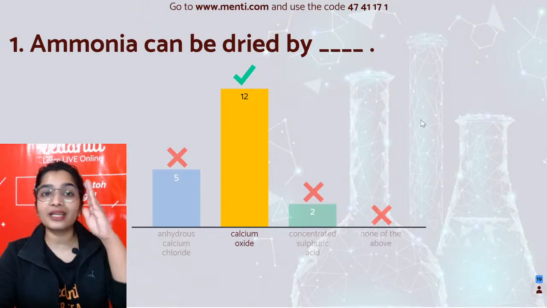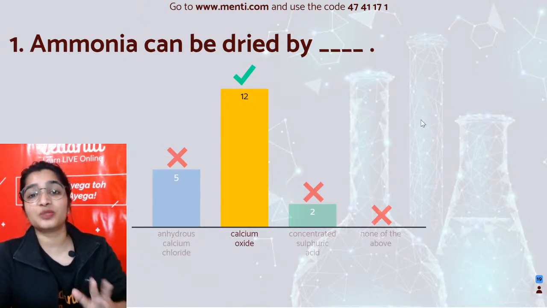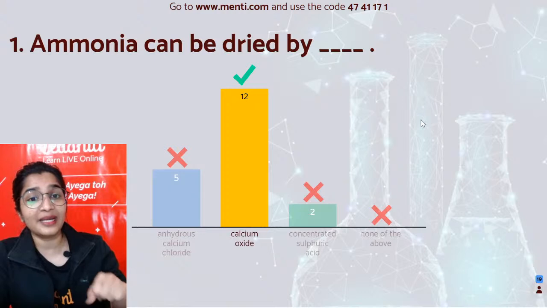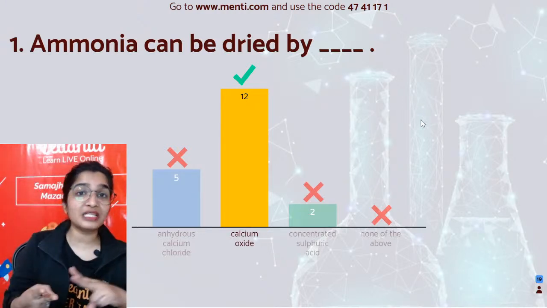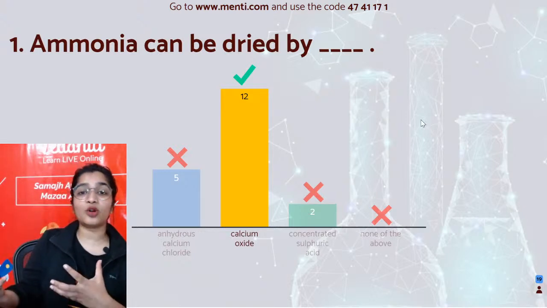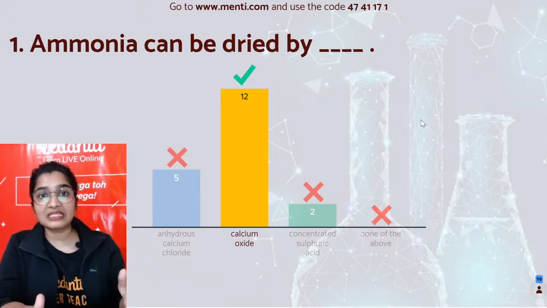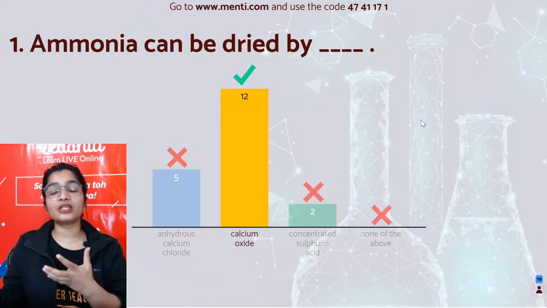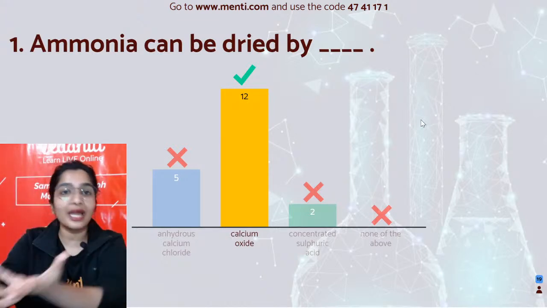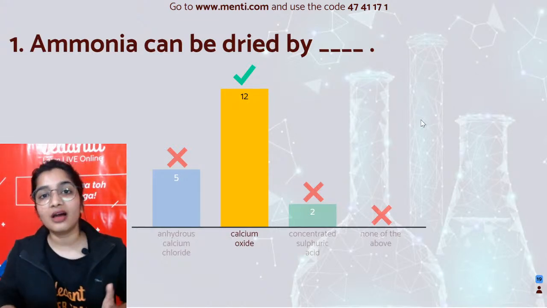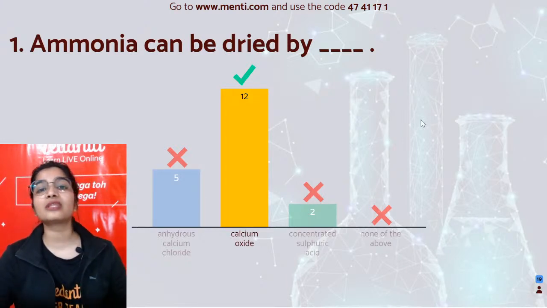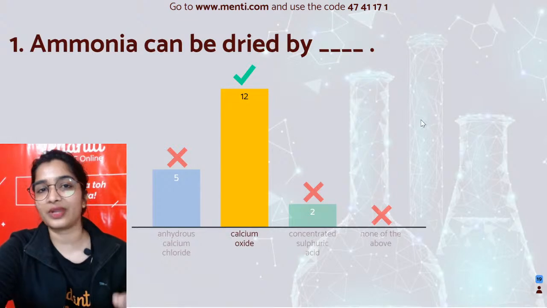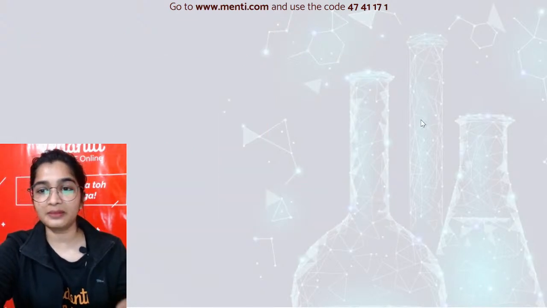I told you, why can't we use anhydrous calcium chloride and sulfuric acid, right? See, ammonia plus metal salts, you will get a different product. Acid plus base, you will get different products. We don't want our ammonia to react with a drying agent, right? So we use calcium oxide as a drying agent.